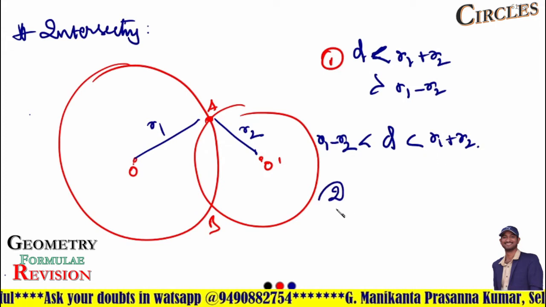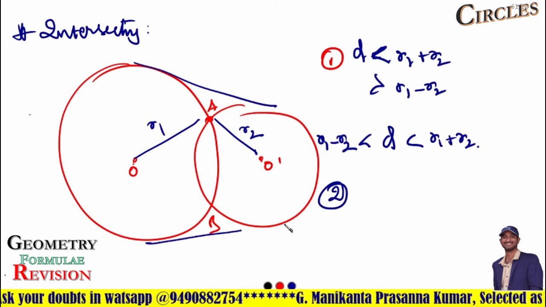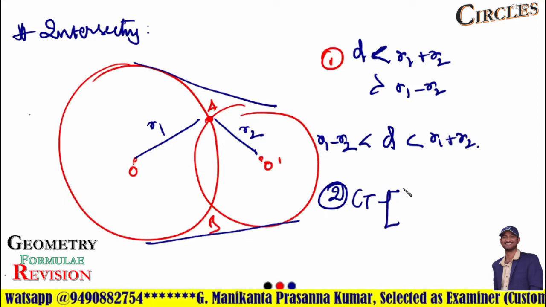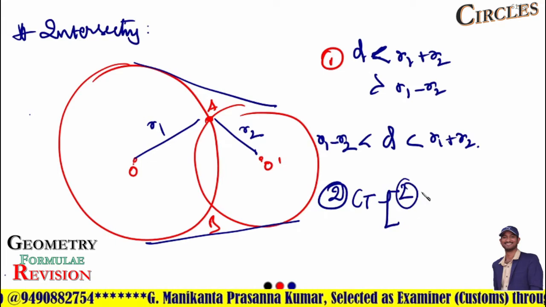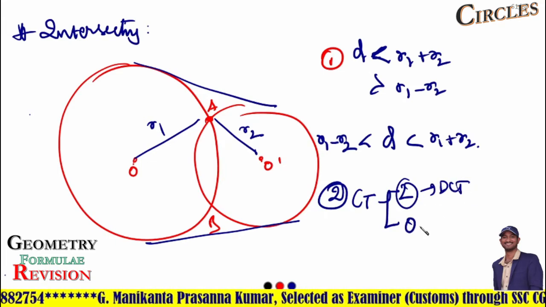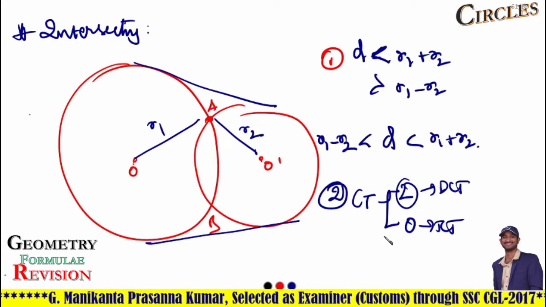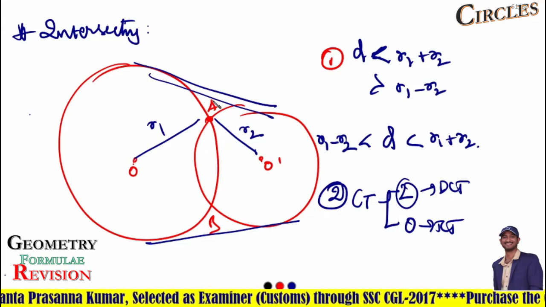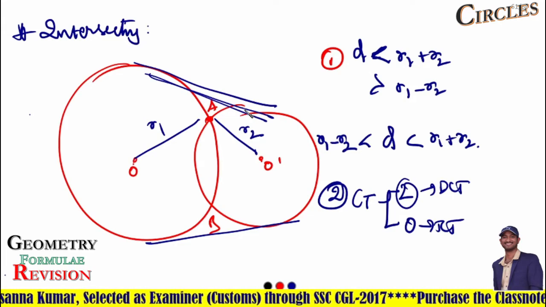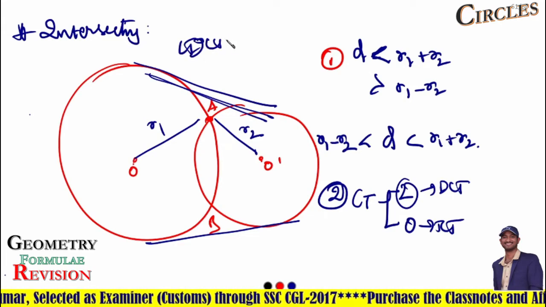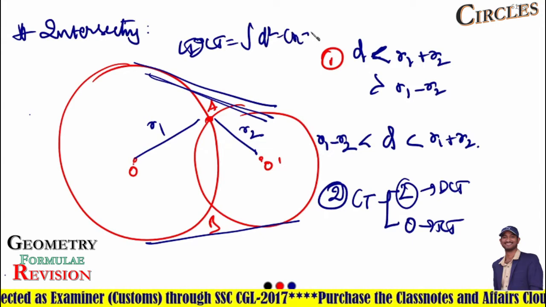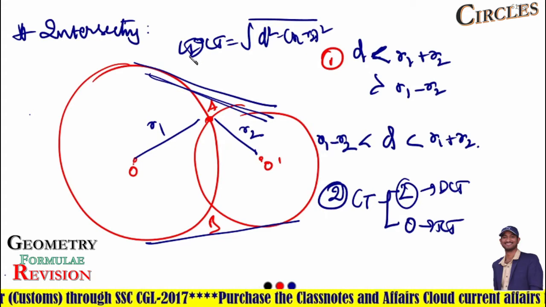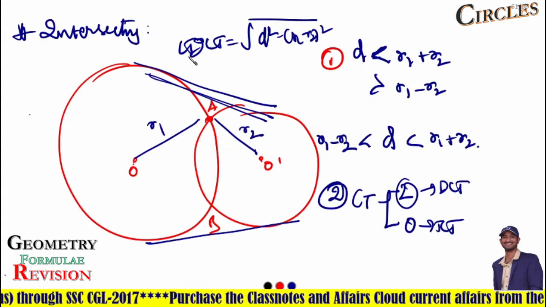And what about common tangents? We have only two direct common tangents, no transverse common tangents. So the total number of common tangents is 2, and those two are only direct common tangents. And what is the length of this direct common tangent? Same formula as for non-intersecting circles, that is equal to square root of d square minus (r1 minus r2) whole square. That's it.